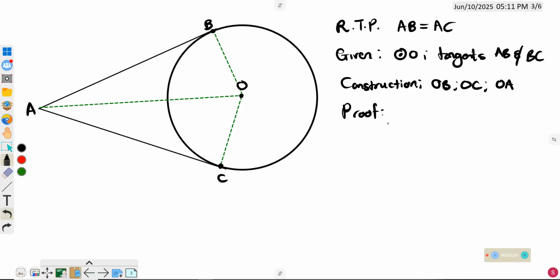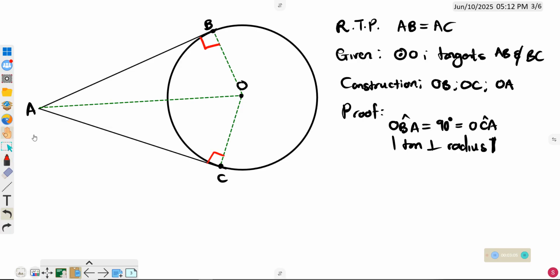In the proof itself, first of all, we have that angle OBA is equal to 90 degrees, and is also equal to angle OCA. Why is that? The reason is tangent perpendicular to radius, or radius perpendicular to tangent. The order doesn't really matter. Now we know this is a 90 and that's a 90.